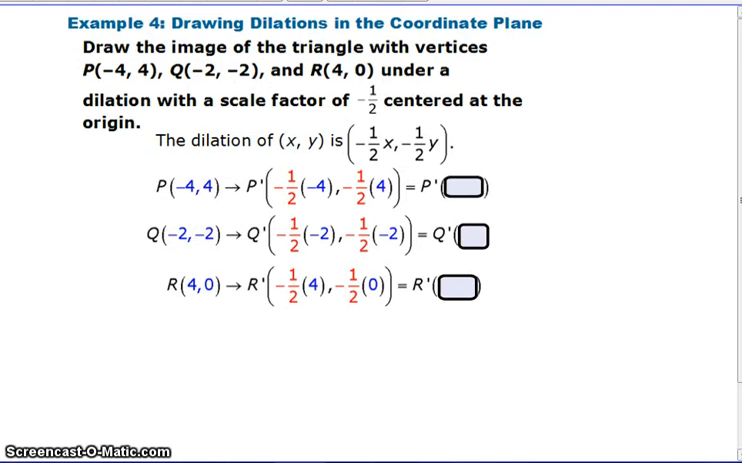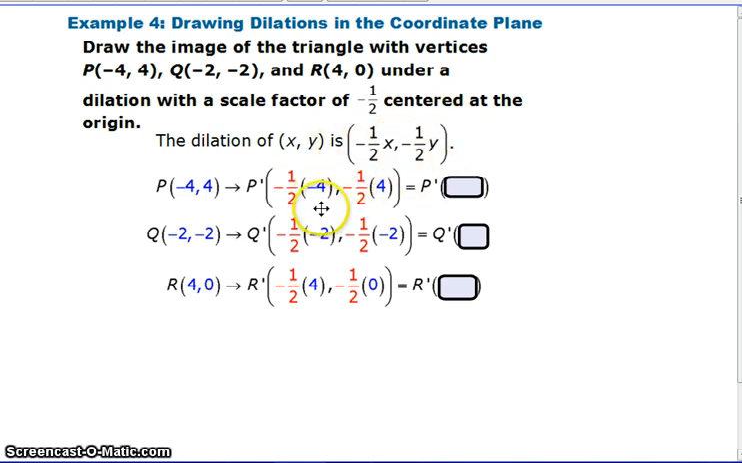Okay, so draw the image of the triangle with these vertices under a dilation of a scale factor of -1/2, centered at the origin. So because it's a scale factor of -1/2 centered at the origin, we simply multiply each term in the ordered pair by -1/2. We're going to see that 180 degree rotation, aren't we? And are we going to see an enlargement here or a reduction? Good, we're going to see a reduction, right?